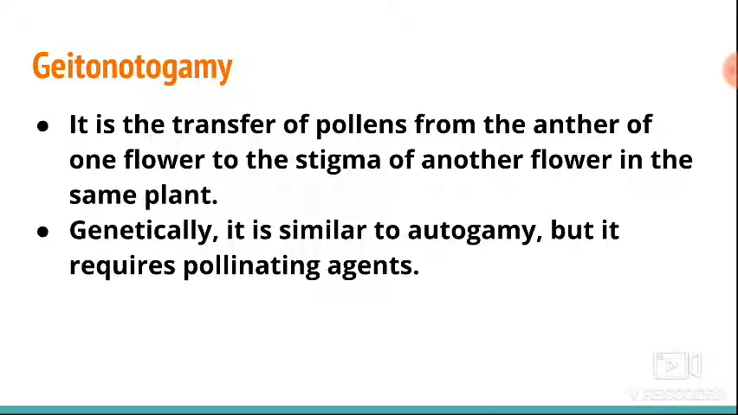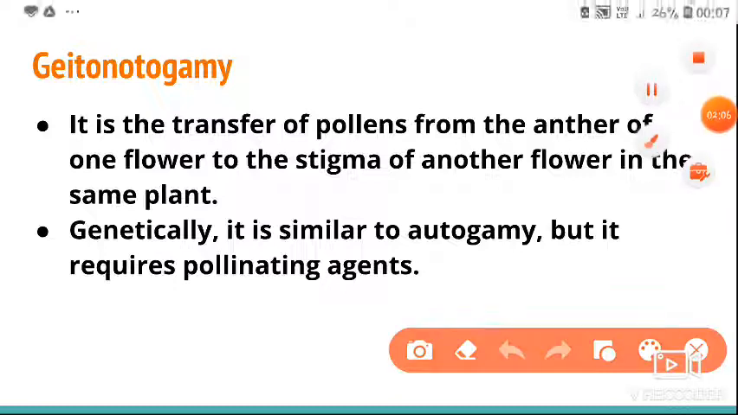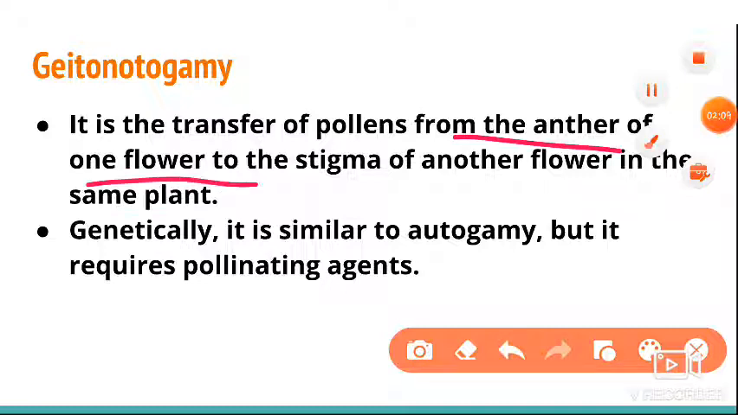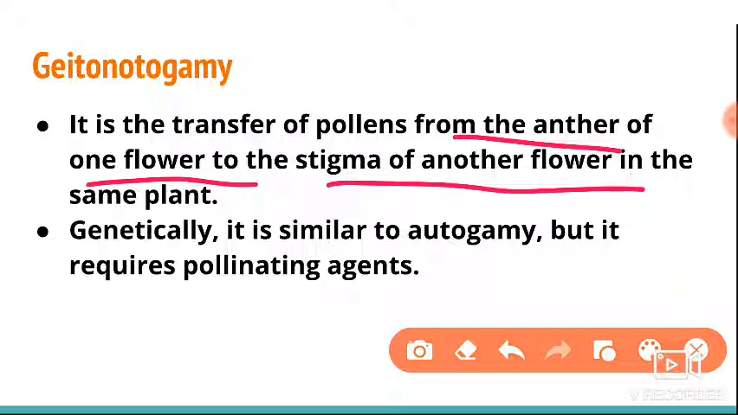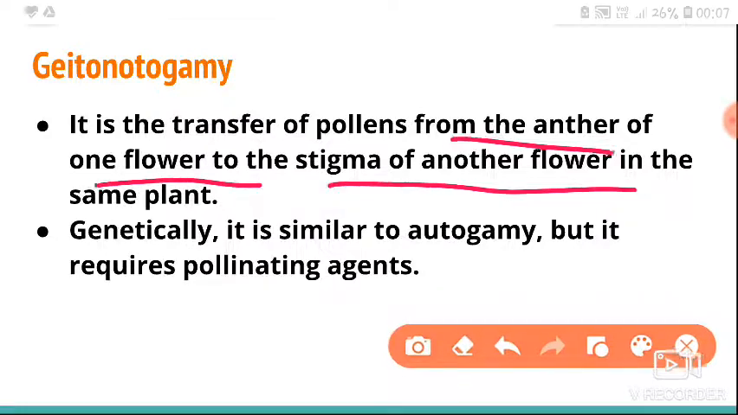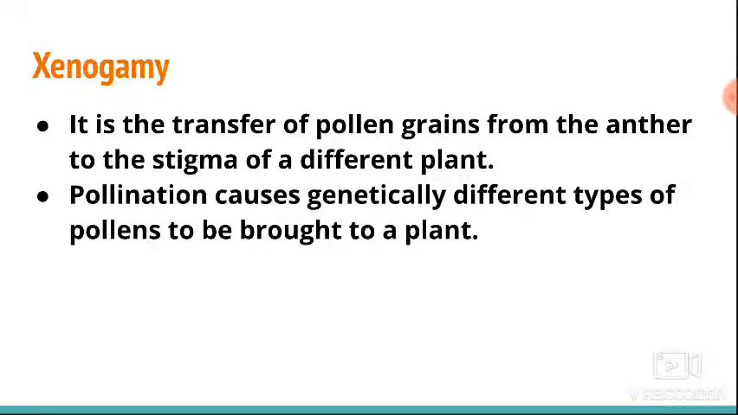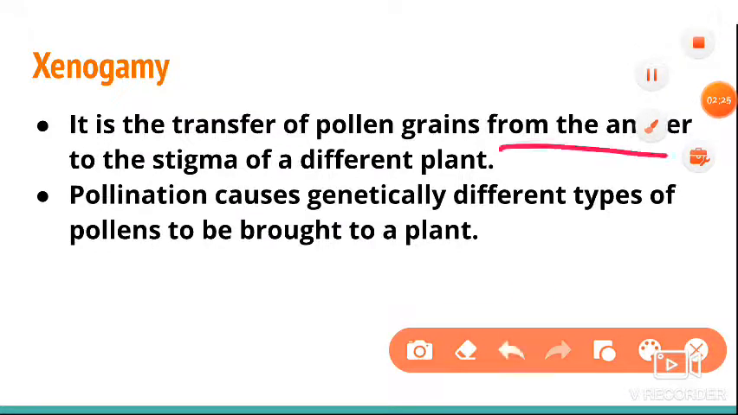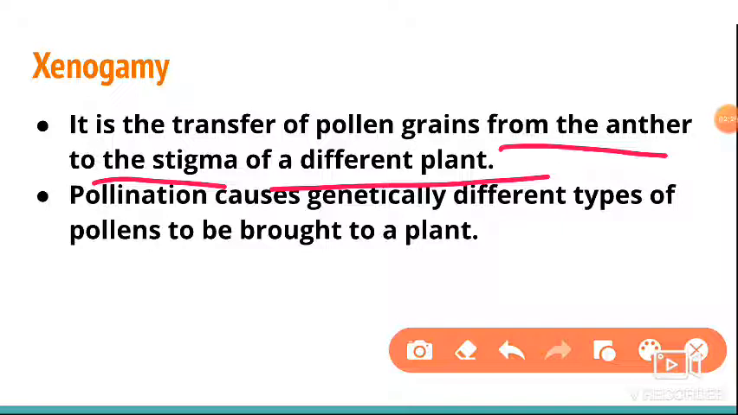And next to that, here geitonogamy. Here the same definition we can see, that is the transfer of pollen grains from anther of one flower to the stigma of another flower. Simple definition. Please remember this one also. And next to this, we'll find the xenogamy. This is also important. Here it is a transfer of pollen grains from anther to the stigma of different plants. Okay, here the plants are totally different.